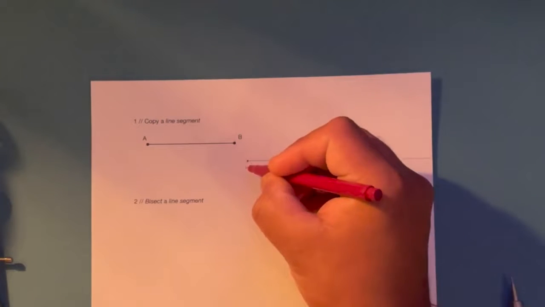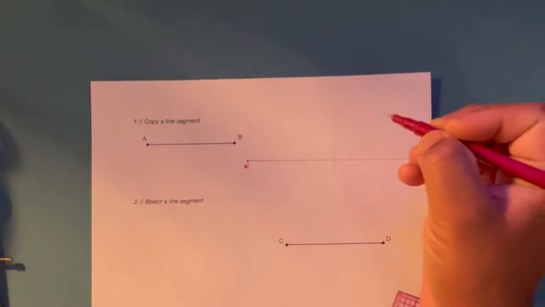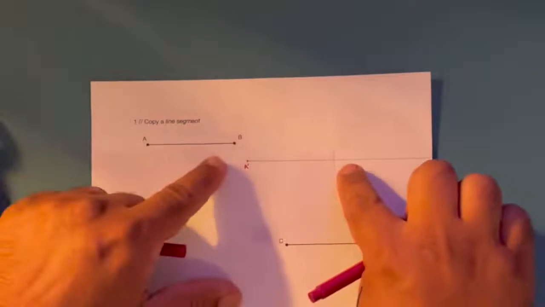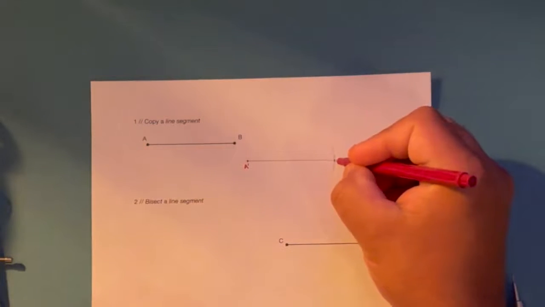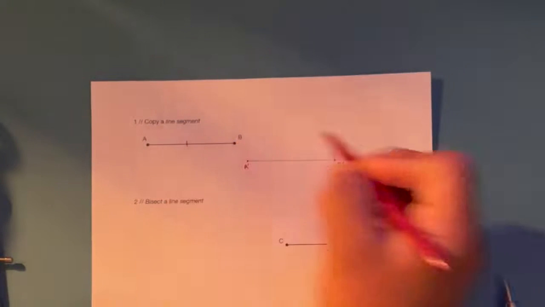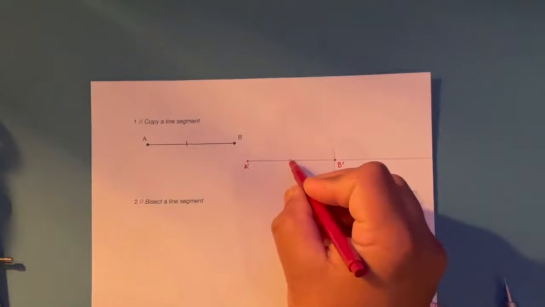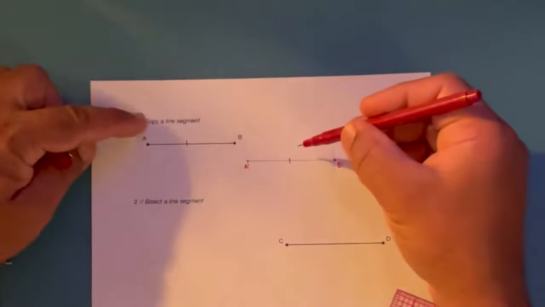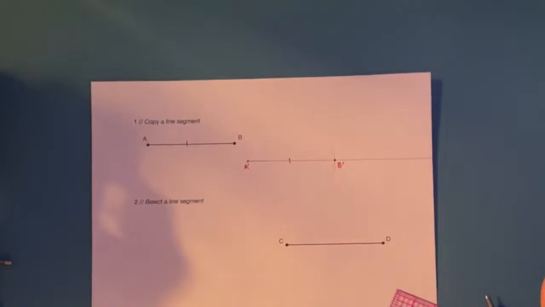So I'm going to call this A prime, so it kind of matches up. I'm going to call this new point from the arc B prime. And sure enough, this segment is the same length as this segment. And we see that those two segments are congruent.